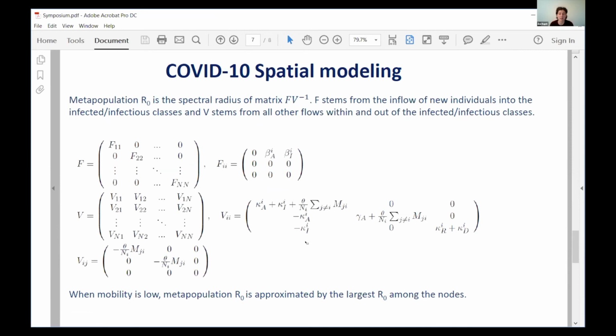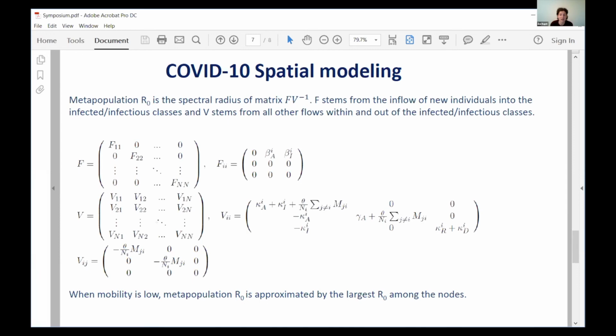Of course, what we did next is to find the metapopulation R naught. This is obtained as the spectral radius of the matrix F times V inverse. So here, for a general metapopulation with n nodes, what F does is it describes the inflow of new individuals into the infected infectious classes. So this is what's coming in. You can see that we only get non-zero matrices along the diagonal, and that's due to the new infections.